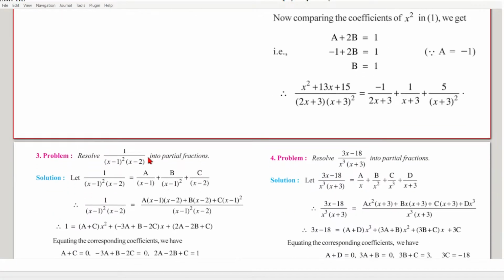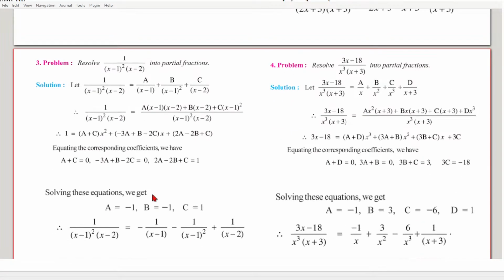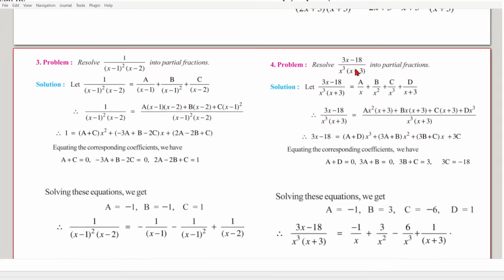See here: x minus 1, x minus 1 square and x minus 2. Agreed? Compare coefficients and solve. This one, see, x cube, what does it mean? x minus 0 cube. So that's why x square, x cube, and x plus 2. Understood now?